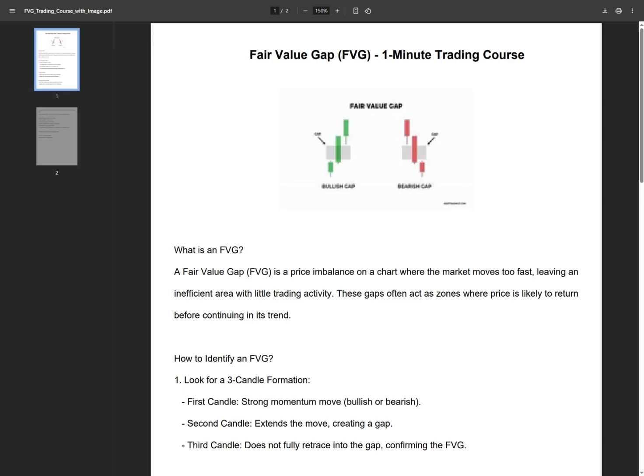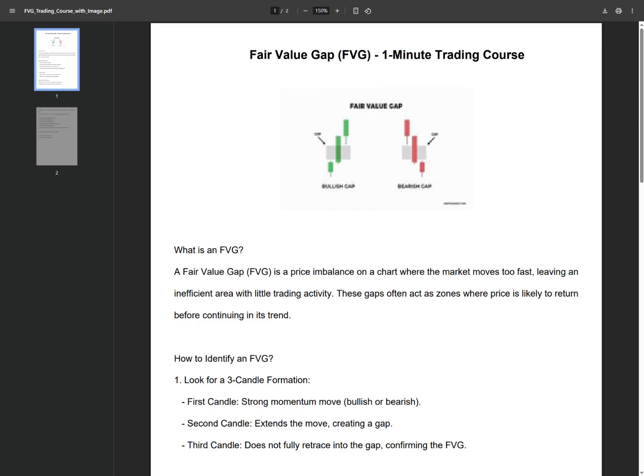Today we'll be talking about fair value gaps. This is mainly for people that trade ICT strategy, for beginners. What I'm going to do is work today with you guys on what bullish fair value gaps are and what bearish fair value gaps are. As you can see in this picture right here, we have a bullish fair value gap, which is the green candles, and we have the bearish fair value gaps, which is right here, the red candles.